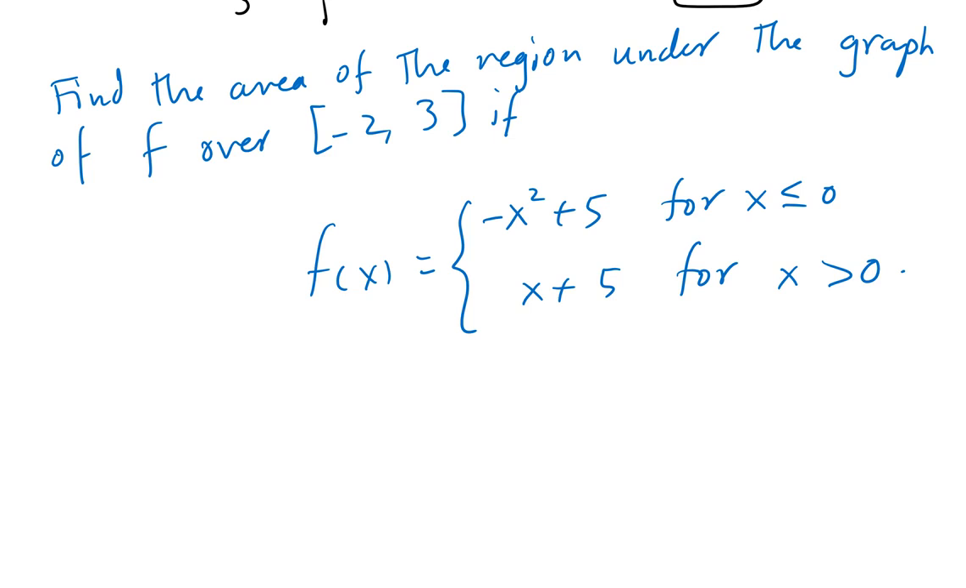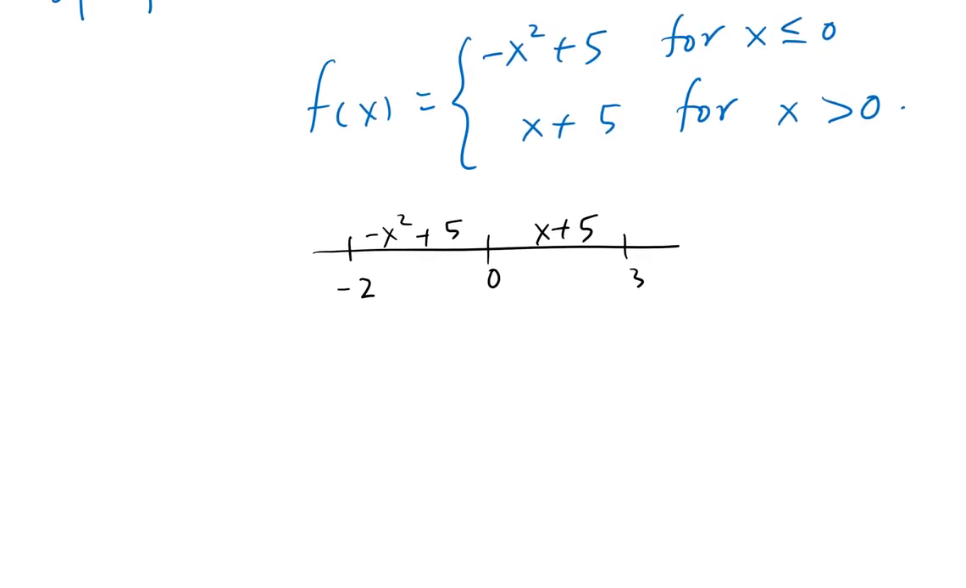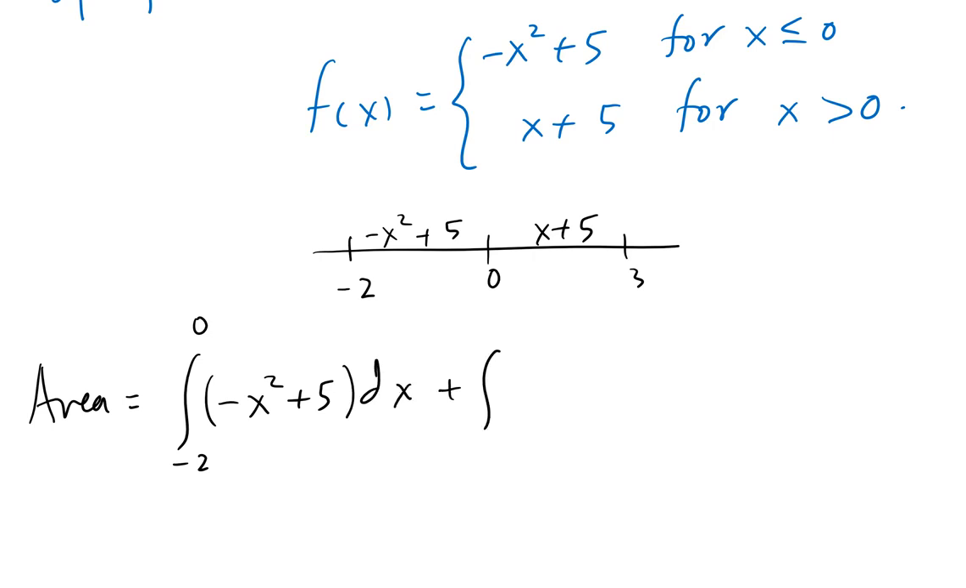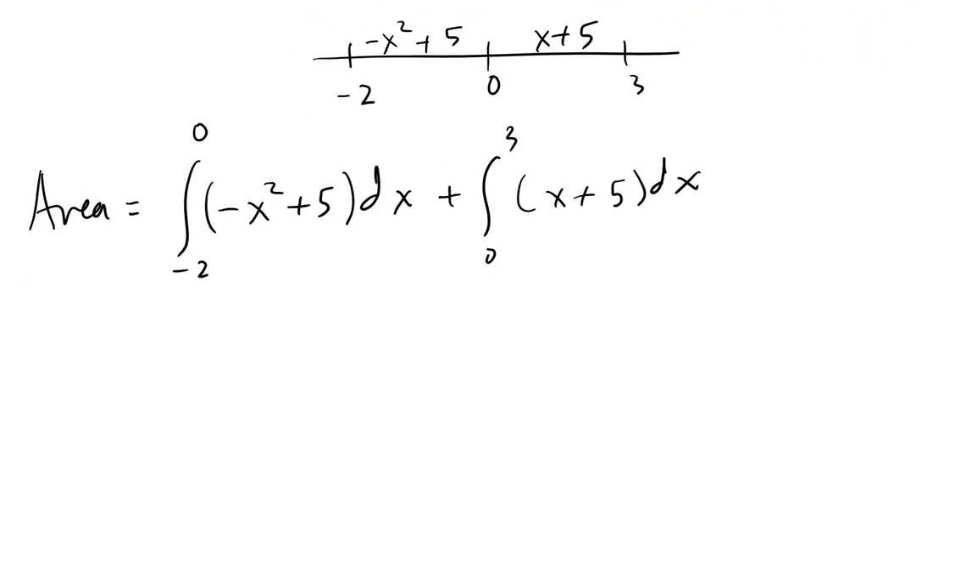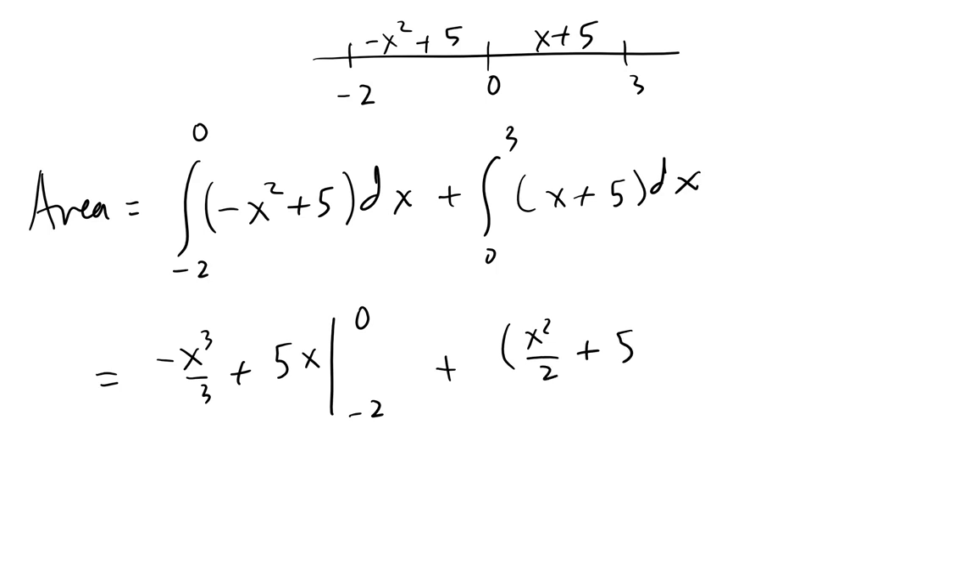So we're going from -2 to 3, and they said if x is less than or equal to 0, use the first function. If it's bigger than 0, use the other function. The area is the integral from -2 to 0 of -x squared plus 5 dx, plus the integral from 0 to 3 of x plus 5 dx. So that's -x cubed over 3 plus 5x from -2 to 0, plus x squared over 2 plus 5x from 0 to 3.